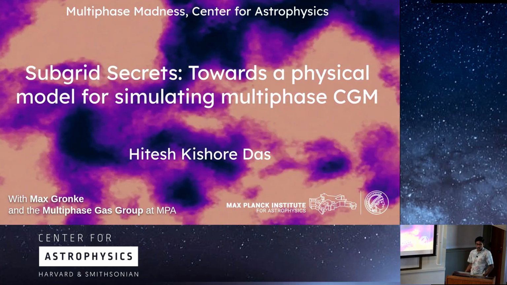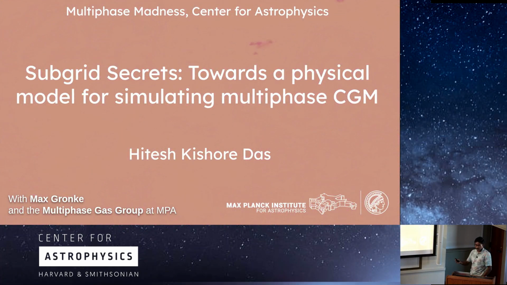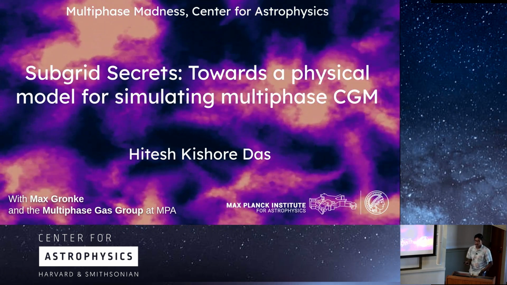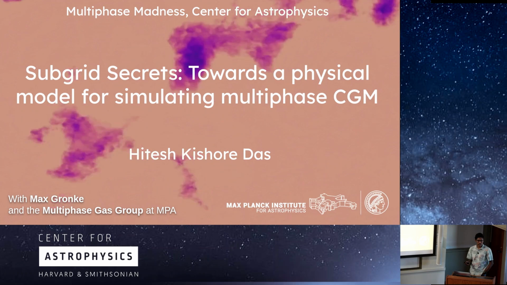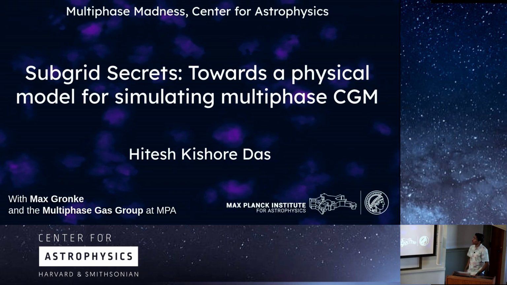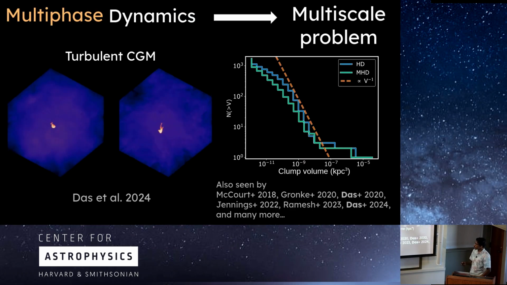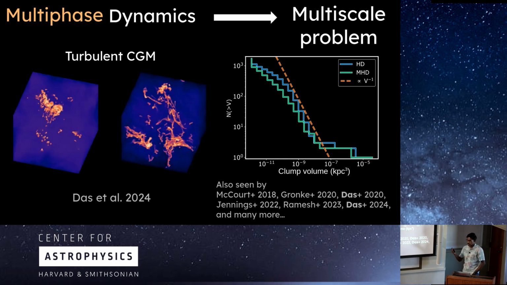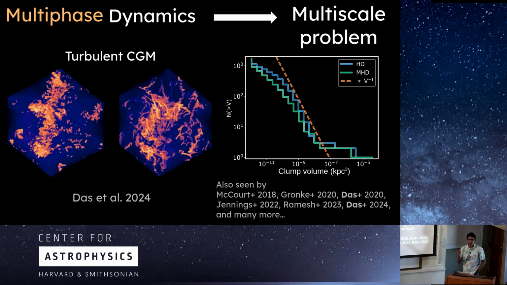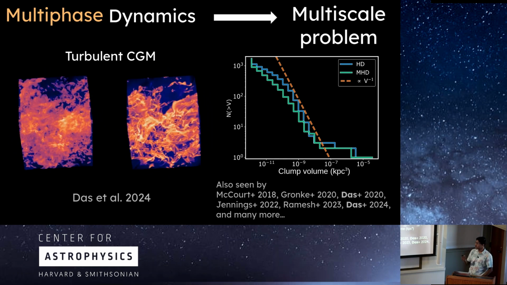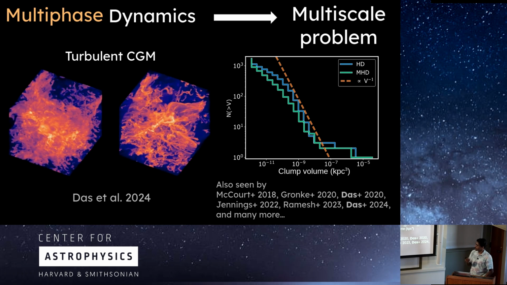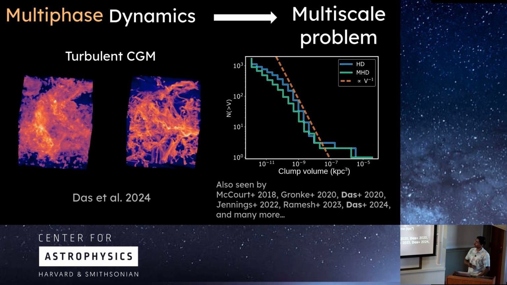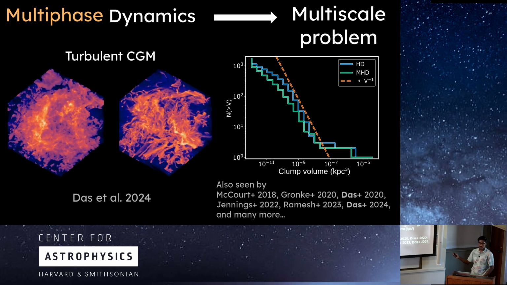So yeah, I will be talking more about a way in which we can make it easier to simulate circumgalactic medium and multi-phase gas in larger scale simulations. From previous studies, where we have looked at very small scale simulations where we are resolving the physical length scales and can capture the physics a bit better, it's been known that it's a very multi-scale problem.